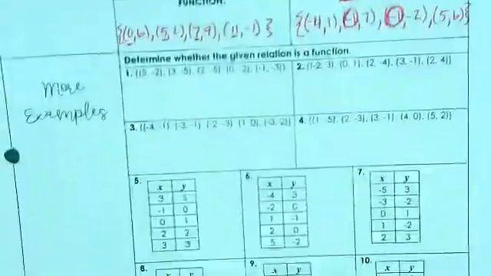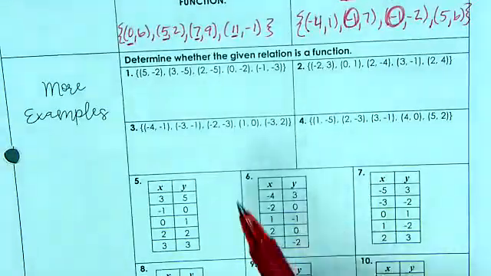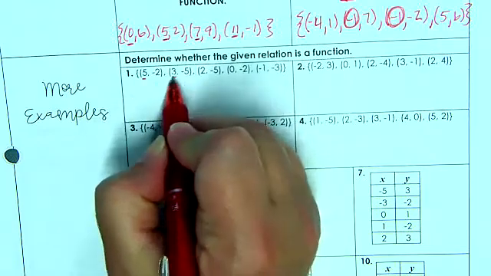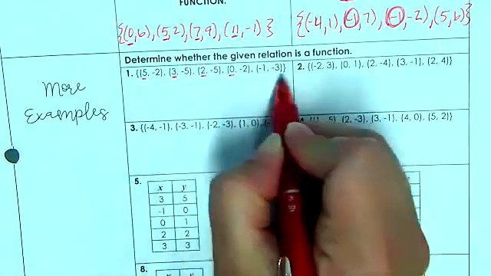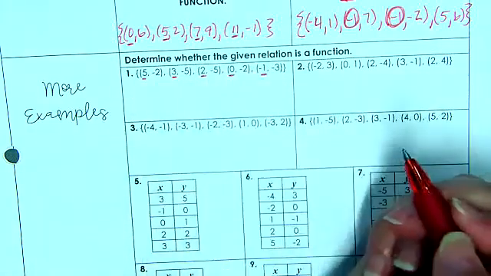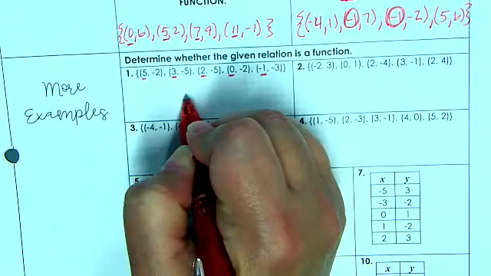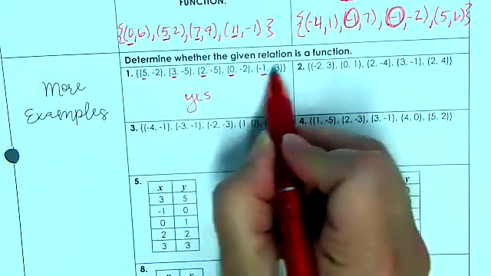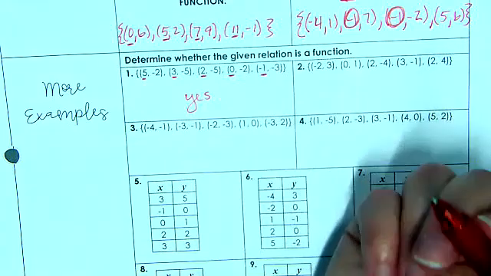All right, so if I'm looking real quick, I'm just going to scan the ordered pairs and see, do the x values repeat? Nope. So this is yes, a function. Determine whether the given relation is a function. So you're looking for a yes or no answer.